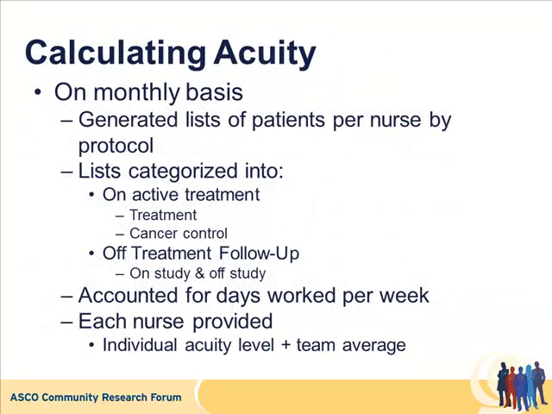So in calculating the acuity, on a monthly basis, we were able to generate lists of patients per nurse by protocol. We had categories, again, of on-active treatment, and subcategories into treatment versus cancer control. And then we had off-treatment follow-up lists, and those, again, were on-study and off-study. We looked also at the number of days worked per week. We didn't expect a nurse that worked 3 days a week to have the same load as someone who worked 5 days a week, so we looked at the number of days worked per week. And then we provided each nurse on a monthly basis their individual acuity level and what the team average was, so they knew where they kind of fell in relation to the team.